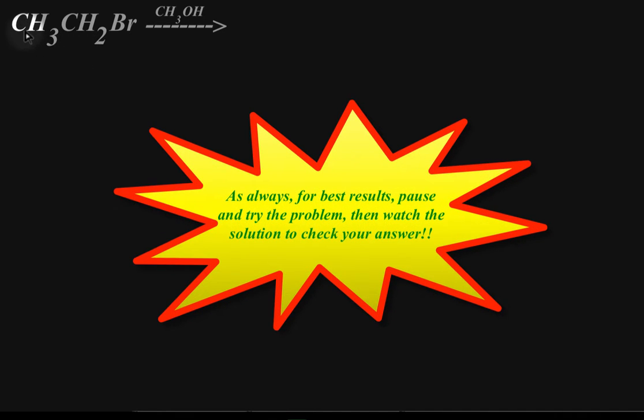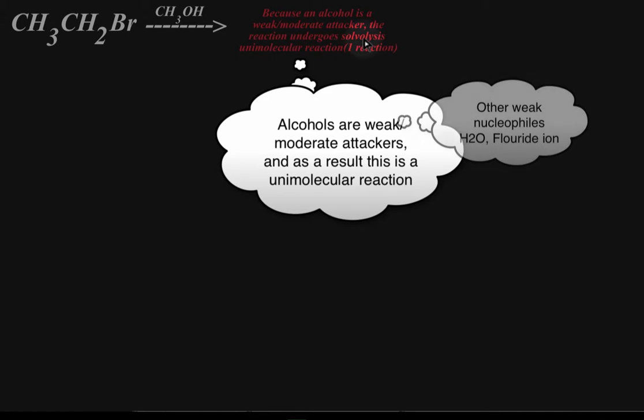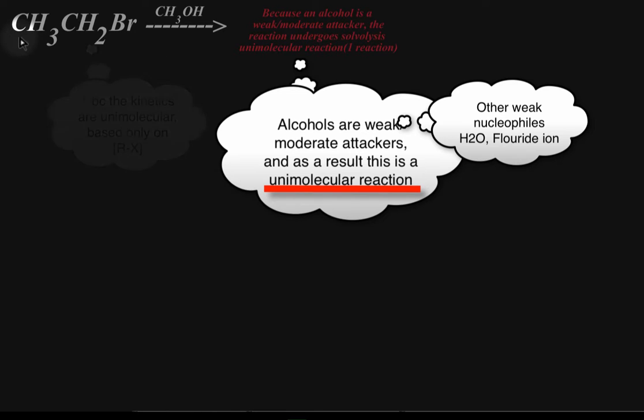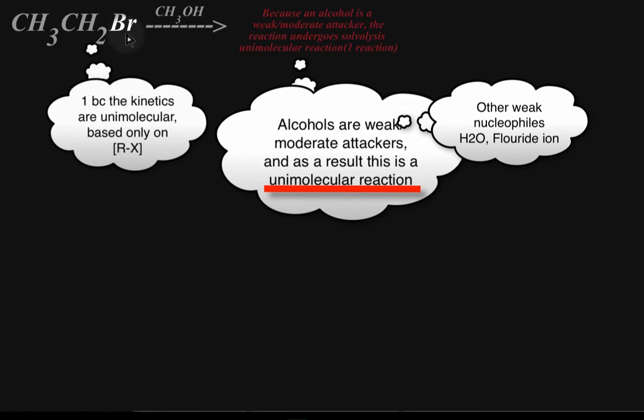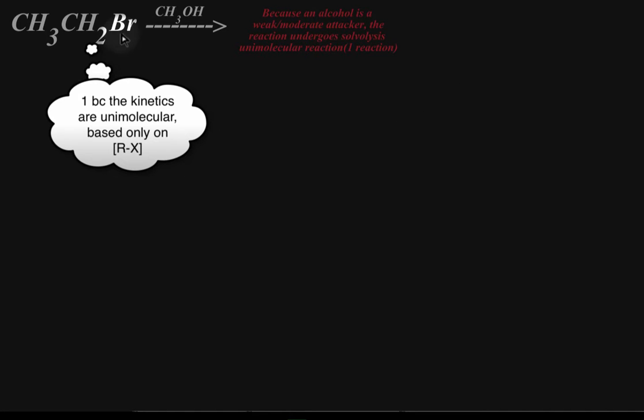Today we're going to be looking at this alkyl halide, ethyl bromide, placed in an alcohol solution. Here we have an alcohol solution. Anytime it's alcohol or water, it's a weak or moderate attacker, and it's going to be an E1 reaction. It's a solvolysis. It's two steps. It's E1 because it's unimolecular, because the kinetics of the reaction only depends on the ethyl bromide. The solvent is so much higher in concentration, it's irrelevant. It all depends on this.